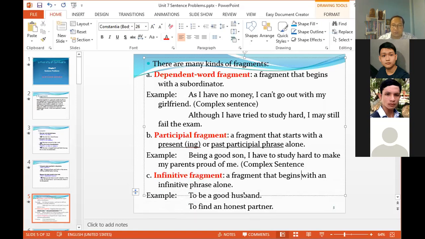Like you can see here, to be a good husband. We don't understand, right? To be a good husband. So what? We don't know what we want to be complete. This is why this is called a fragment, and we call it an infinitive fragment.